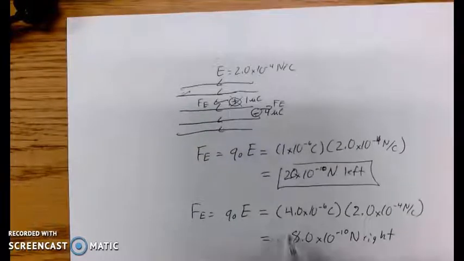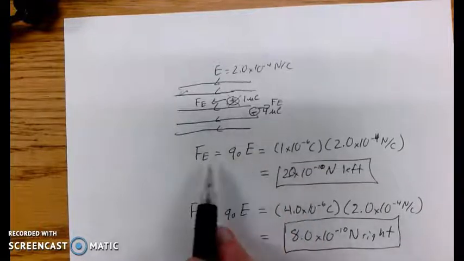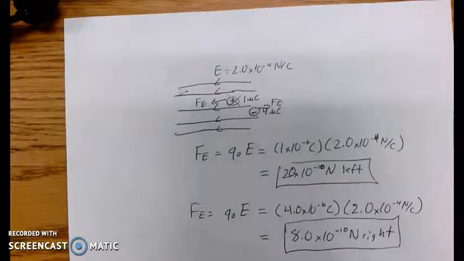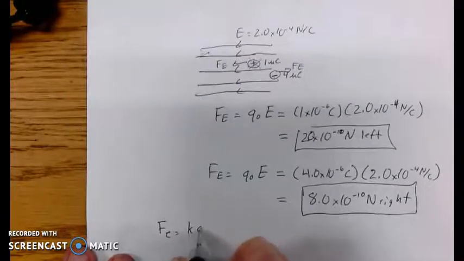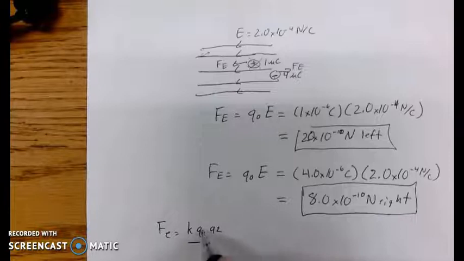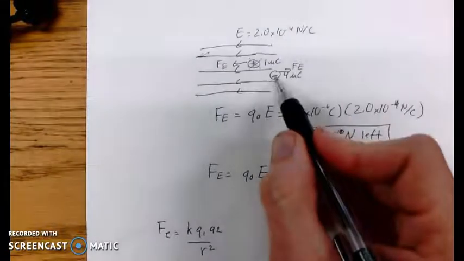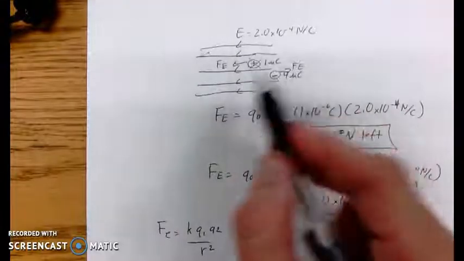Right. Okay? So if somebody gives you the electric field, finding the electric force is much easier than doing Fe equals K Q1 Q2 over R squared. And on top of it, you can't solve this equation using K Q1 Q2 over R squared because I've got this one charge, and I do not know where the other charges are making the electric field.